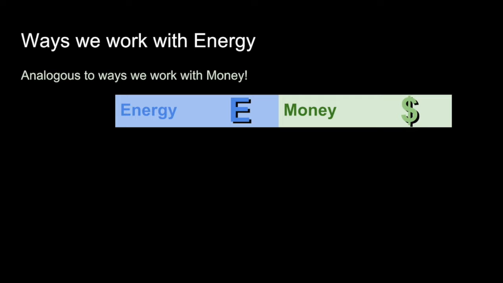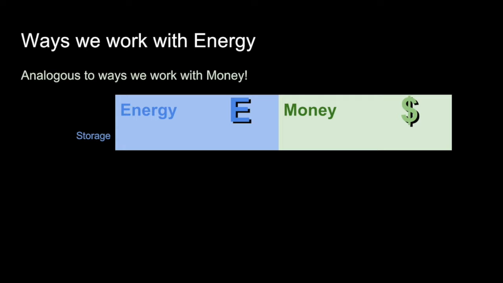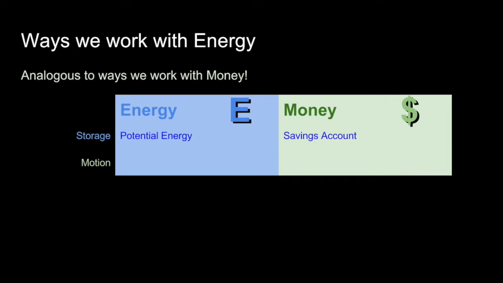So let's think about the ways we work with energy. The first way is storage. Energy storage is usually called potential energy. When we're storing money, we're usually thinking about a savings account. When we're using that money to do things that are very noticeable, like motion in case of energy, that would be called kinetic energy. And that money that is easily movable and usable is usually stuck in a checking account.